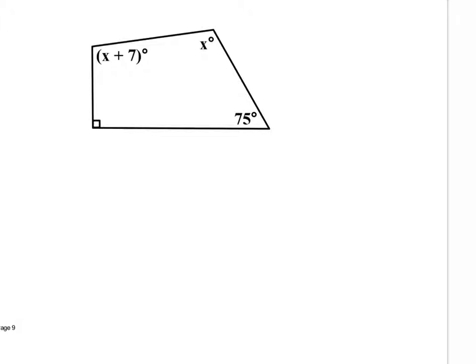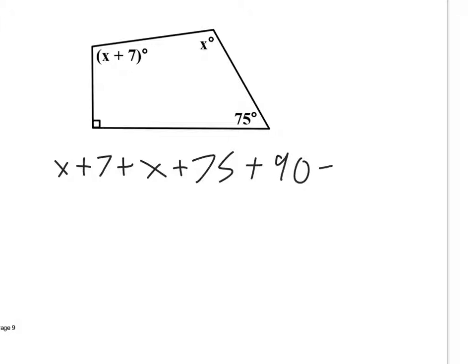So again, just write what you see. Doesn't matter what it is, just write what you see. The first angle is x plus 7. Plus, and then write the next angle, x. And then write the next angle, 75. Plus, Jaden, what would be that little square in the corner? What do we think that is? What does that represent? 90-degree angle. It's a 90-degree angle. It's a right angle, which we know is 90 degrees. Good. And then set that equal to 360.